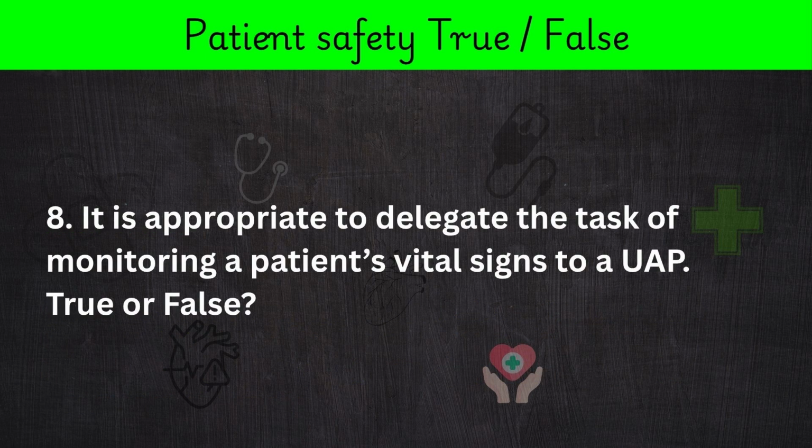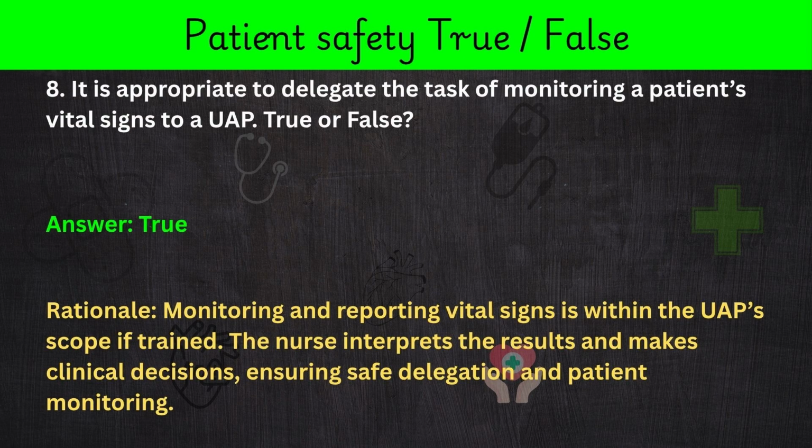8. It is appropriate to delegate the task of monitoring a patient's vital signs to a UAP. True or false? Answer: true. Rationale: Monitoring and reporting vital signs is within the UAP scope if trained. The nurse interprets the results and makes clinical decisions, ensuring safe delegation and patient monitoring.